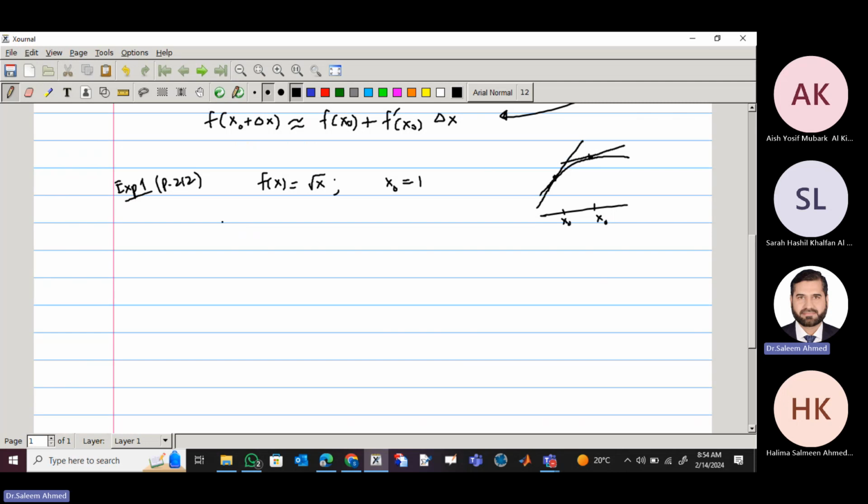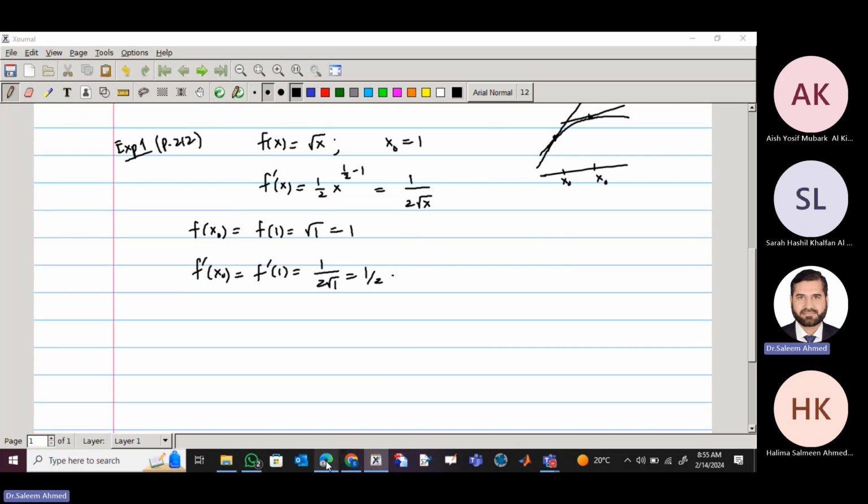So what do I need? First of all, I need the derivative f prime of x, which, because it is x to the power 1/2, will become x to the power 1/2 minus 1, so this will become 1 over 2 square root of x. Now, at this point, I should calculate f of x naught. x naught is 1, so f of 1 is square root of 1, which is 1. And f prime at x naught is f prime at 1, which is 1 over 2 square root of 1, so that is 1/2. So I got these two values.